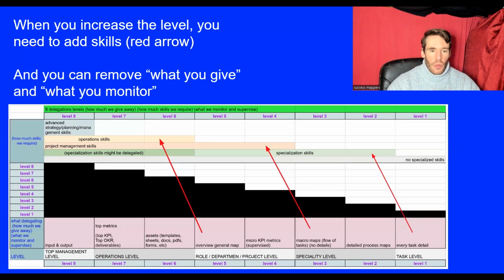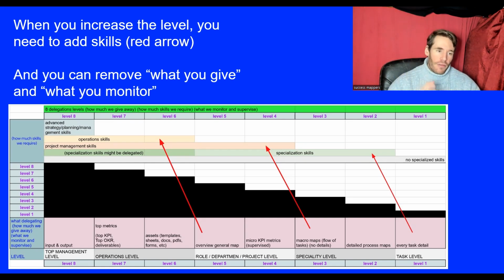As a next example, in level 3, if you remove the macro maps, the flow of tasks that is basically mapping in 6D, there is a full video in the playlist explaining exactly what is mapping in 6D. If we remove this information, if we don't provide it, we need to add project management skills. For example, I'm talking about small maps. Small maps we included in the project management skills.